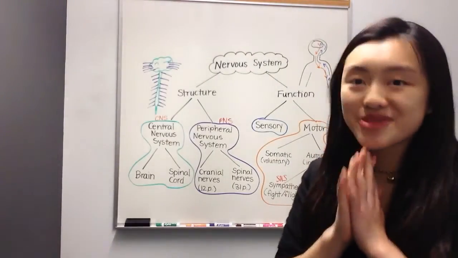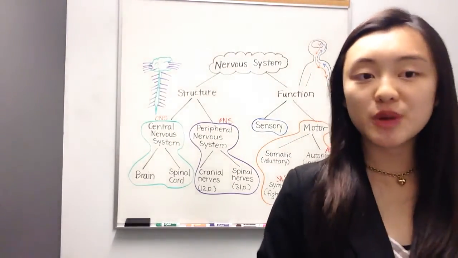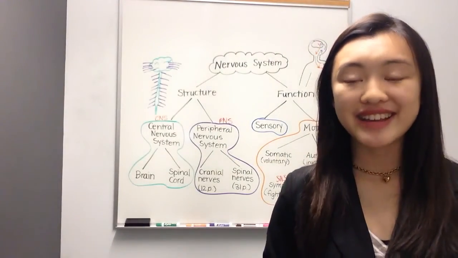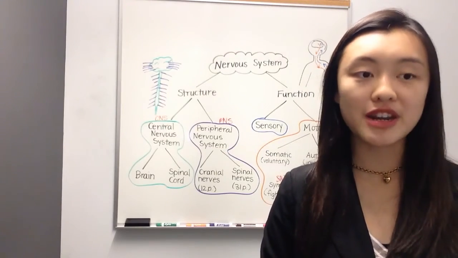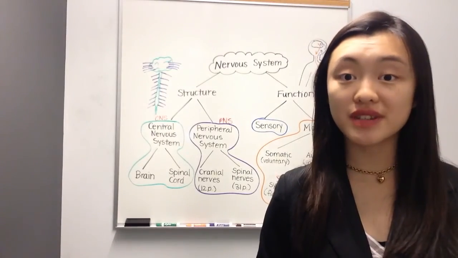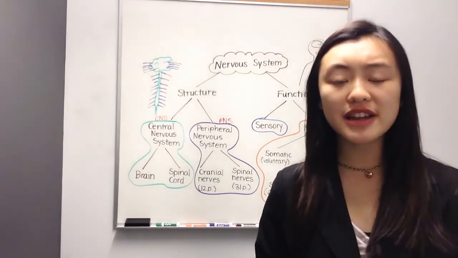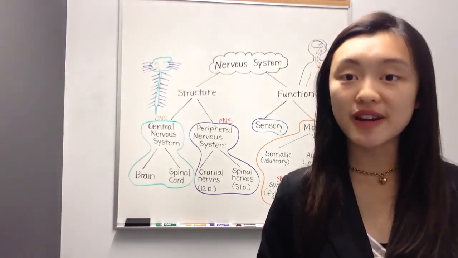Remember, it is extremely important that you understand the difference between somatic, between autonomic, between sympathetic, and between parasympathetic. It's also absolutely critical that you understand what is a component of the central nervous system and what are components of the peripheral nervous system. I highly recommend drawing this out and really understanding which parts are the structural components and which parts are functional.